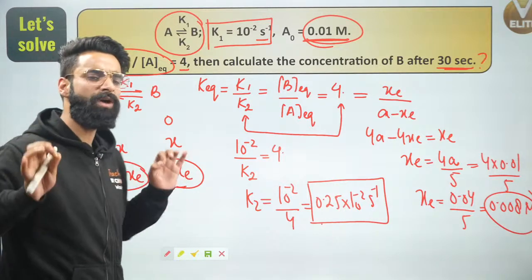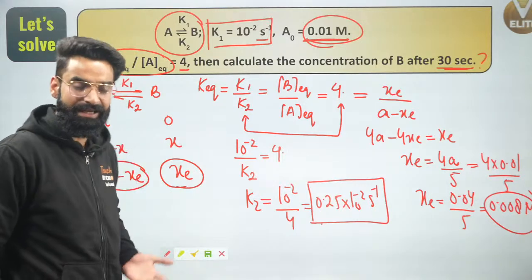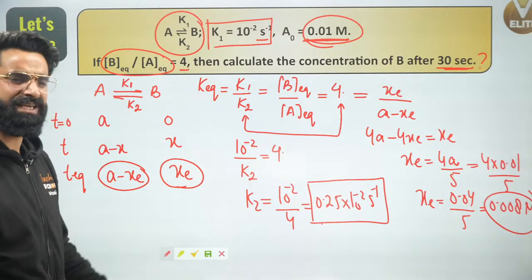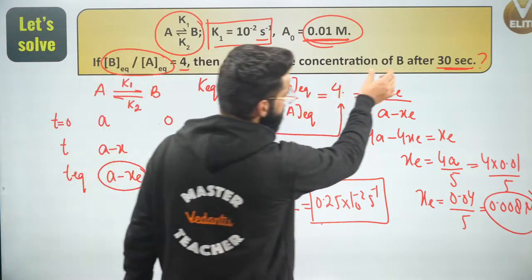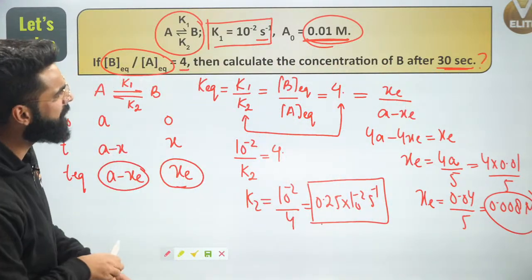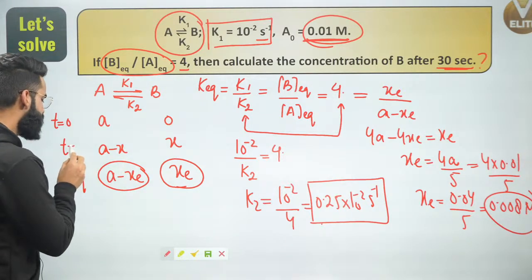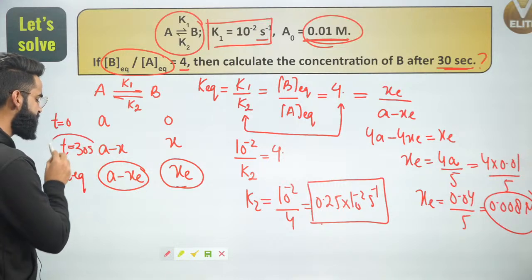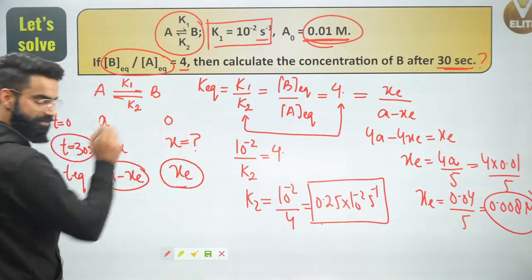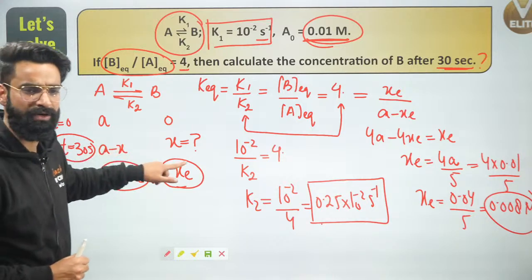So I got everything, whatever parameters I needed in order to write the integrated rate equation. I got all the parameters. Now let's try to use these parameters. Let's get to know what is the concentration of B after how many minutes? Okay, after 30 seconds. So I'm supposed to check after 30 seconds what will be the concentration of B. That means I need to get the value of X. I need to check after 30 seconds what is going to be the concentration of B.